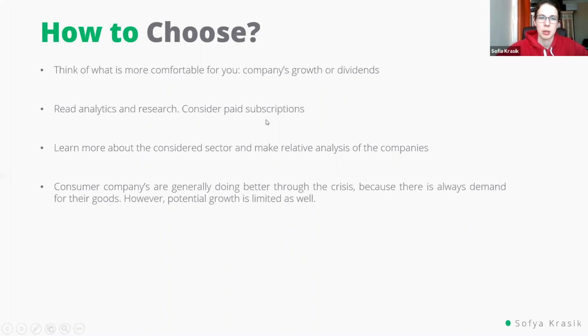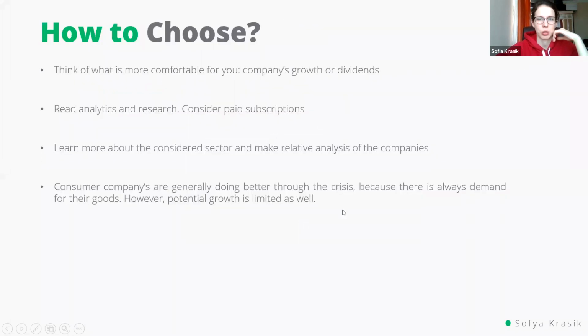And often there are paid subscriptions, sometimes at exactly the same entities, sometimes at third parties. You can just buy a subscription to get analytics, which could provide you with much more details and much deeper analytics. So when you are interested in some particular sector, you probably need to learn more about the sector and compare companies with each other.